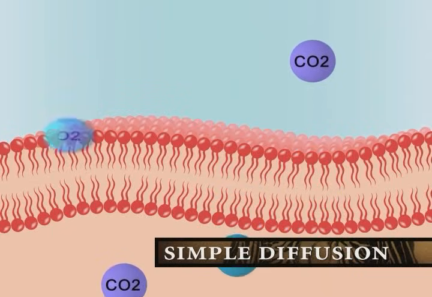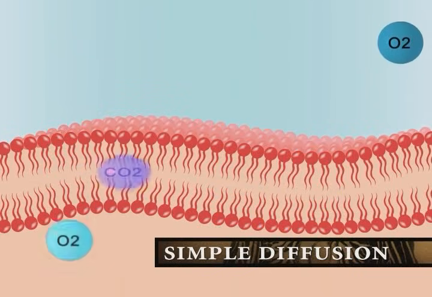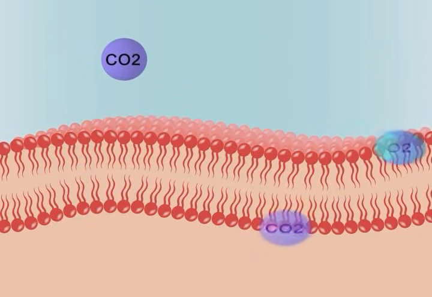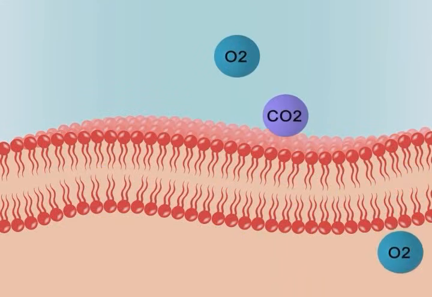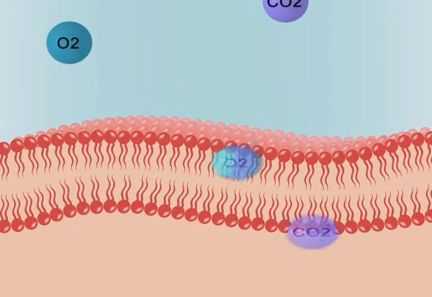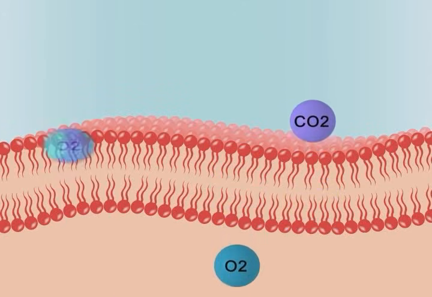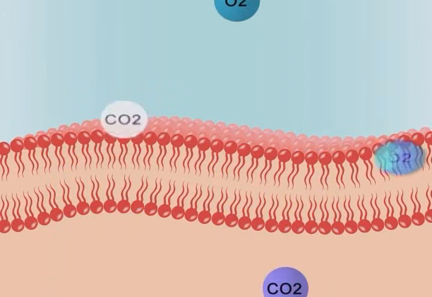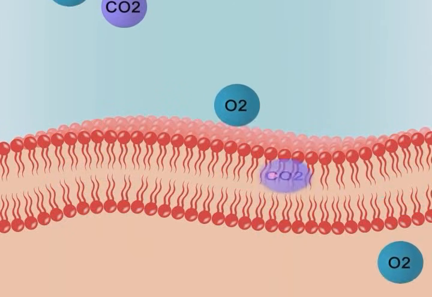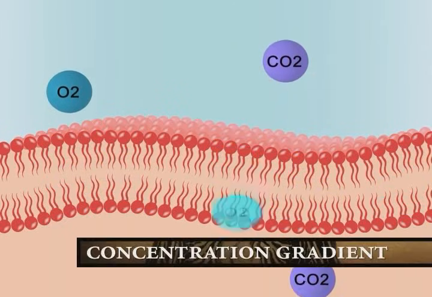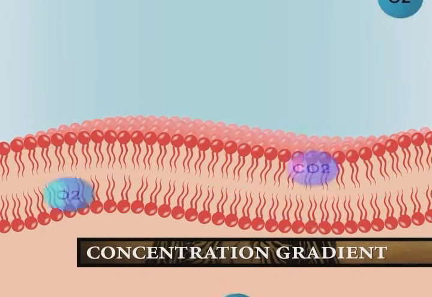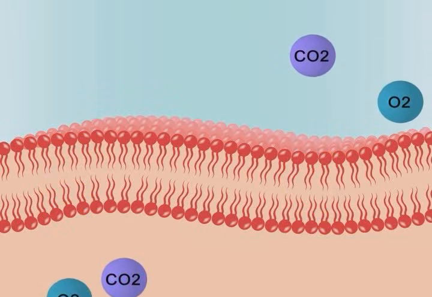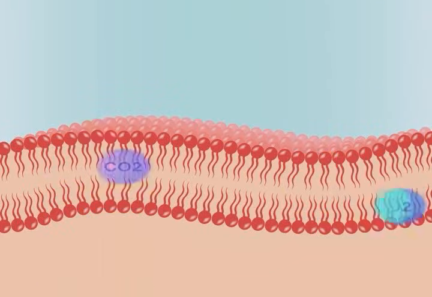In simple diffusion, substances such as oxygen and carbon dioxide are able to pass through the non-water soluble hydrophobic interior of the plasma membrane without assistance because they can dissolve in the lipid bilayer. Their net direction of flow into or out of the cell depends on the concentration gradient, the difference in the concentration of like molecules inside and outside of the cell.